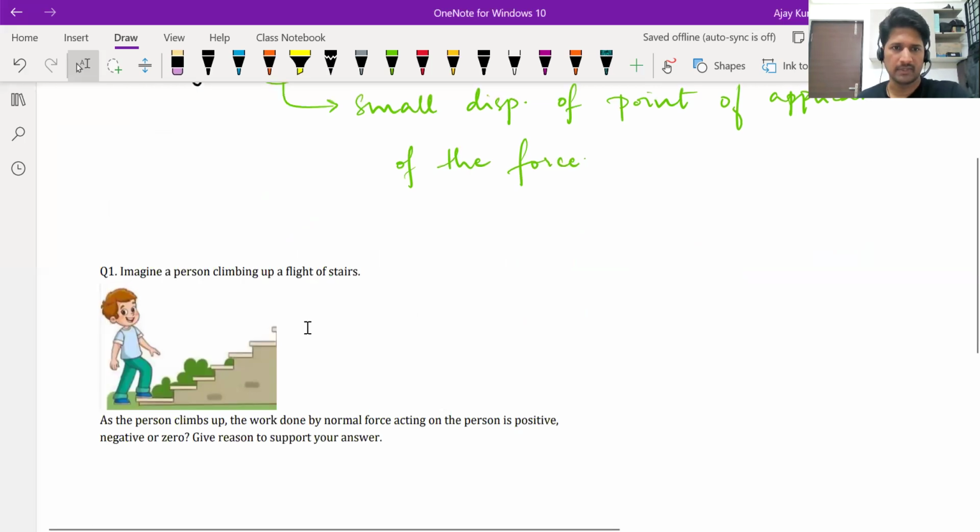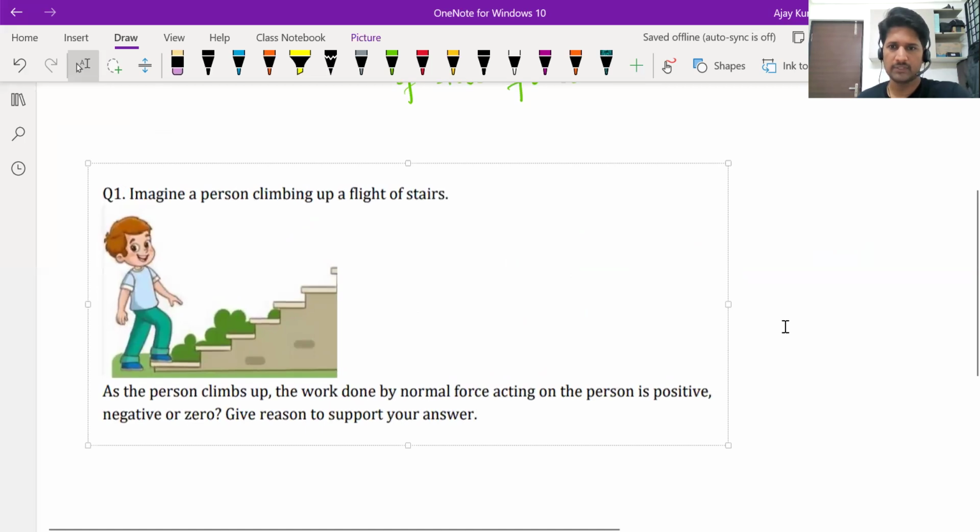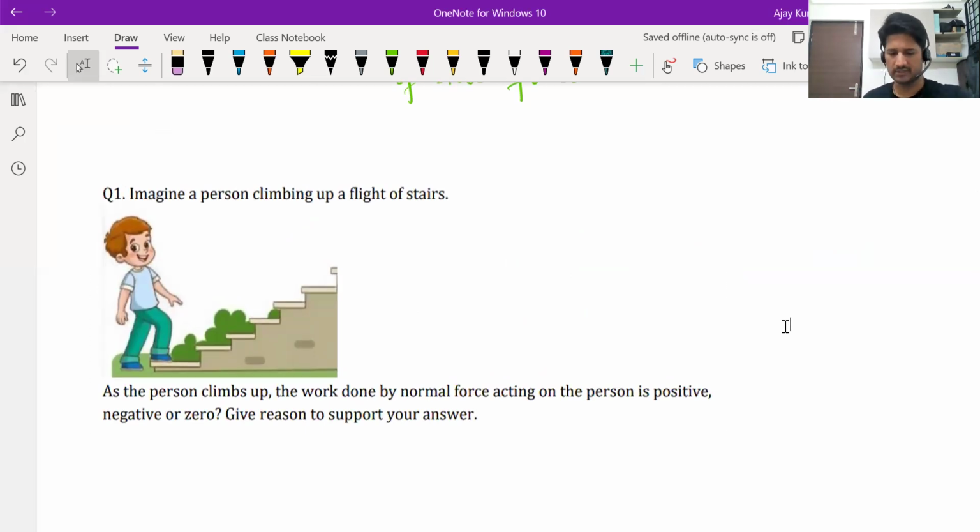Yeah, this question. Imagine a person climbing up a flight of stairs. As the person climbs up, you know that there will be a normal force acting on the person's feet when the person is climbing up. The question was: work done by the normal force acting on the person is positive, negative, or zero?